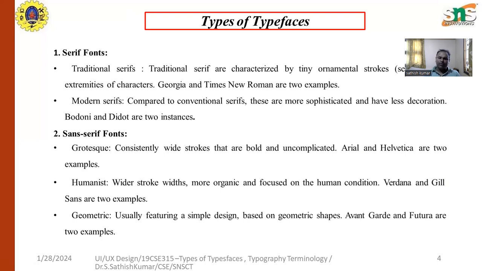Grotesque has constantly wide strokes that are bold and compact. Arial and Helvetica are the two examples. Humanistic has wider strokes, more organic and focused on human qualities. Verdana and Gill Sans are the two examples. So geometric usually features a simple design based on geometric shapes. Avant Garde and Futura are the two examples.